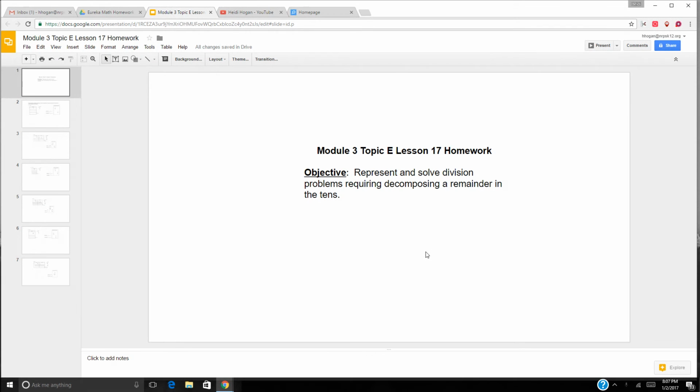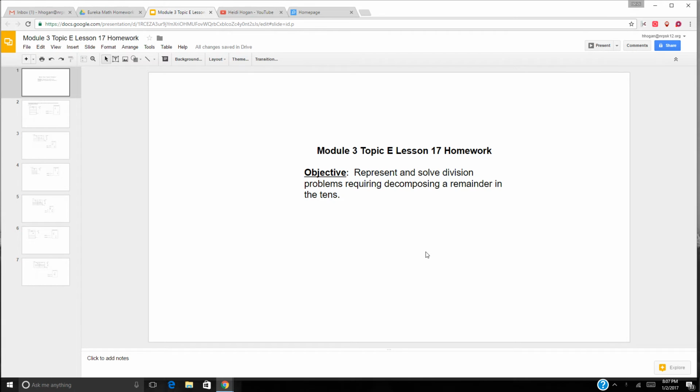Lesson 17, homework. So now we're going to be dividing larger numbers that are going to require us to decompose a 10 into 10 ones. Now we've done this before with our other work with addition and subtraction. Well, subtraction, we had to decompose. So you know how to do this, and it has to do with our place value understanding, and I know you guys can do this very well.